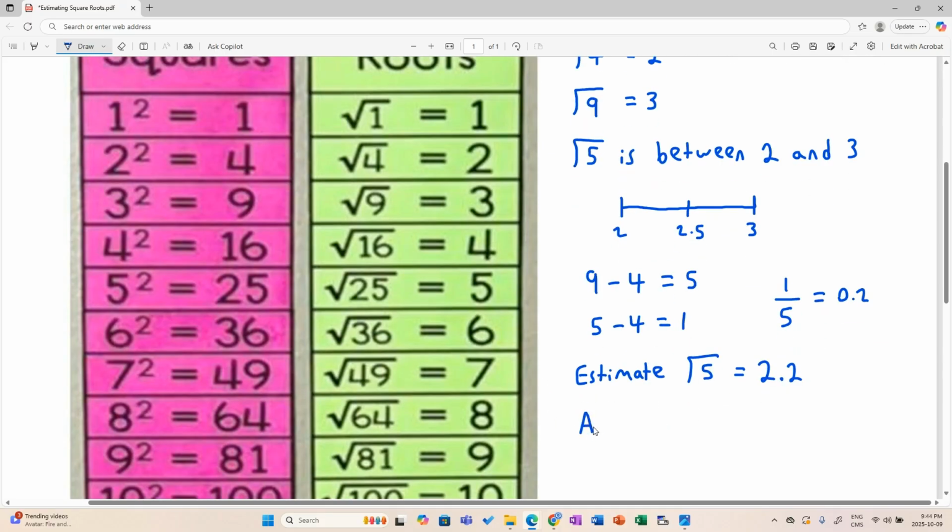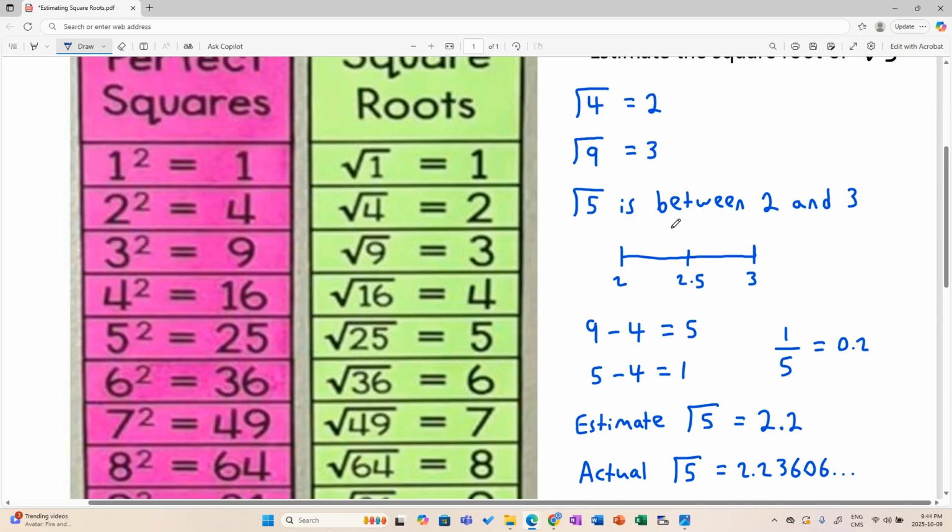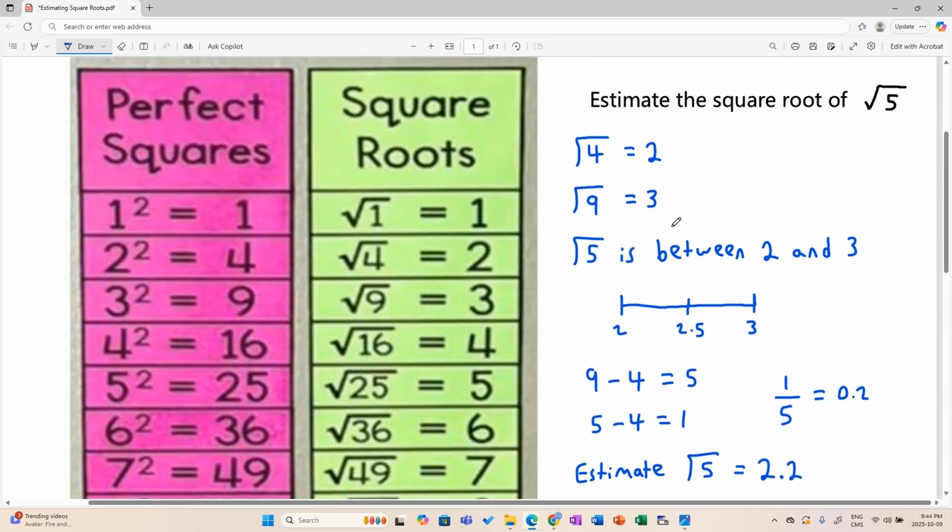And if I check that against the actual answer, the actual answer for the square root of 5 is actually going to be 2.23606 dot dot dot. So I'm actually pretty close if I were just to compare the answers to the nearest tenths. So that's the best way that I can think of to estimate the square root of 5, the most accurate that I can.